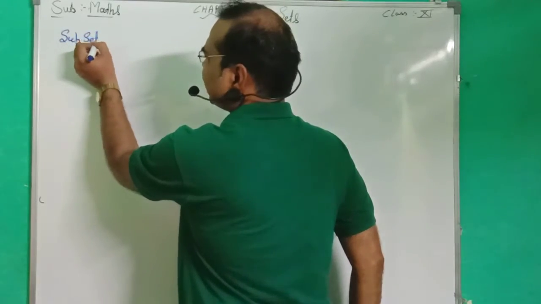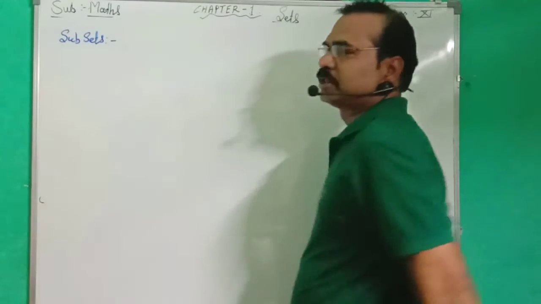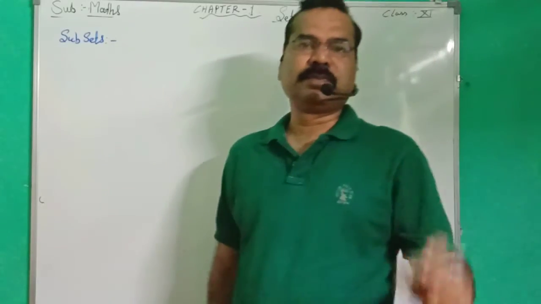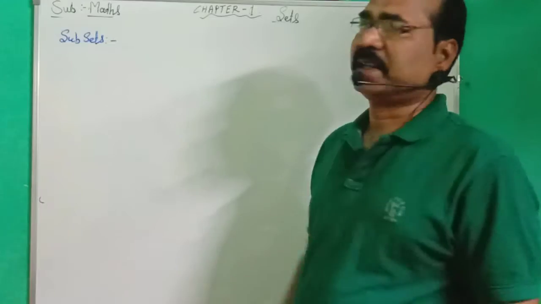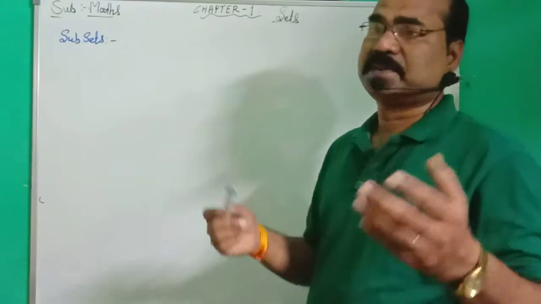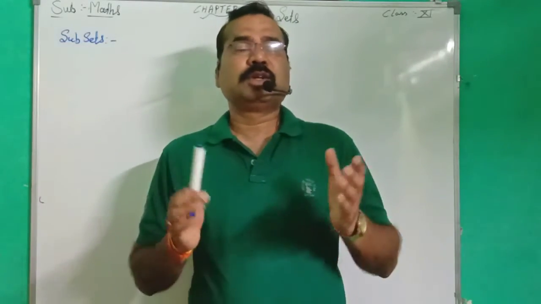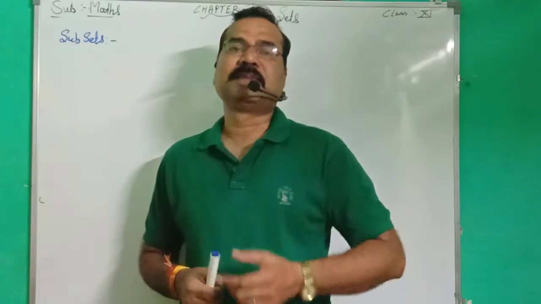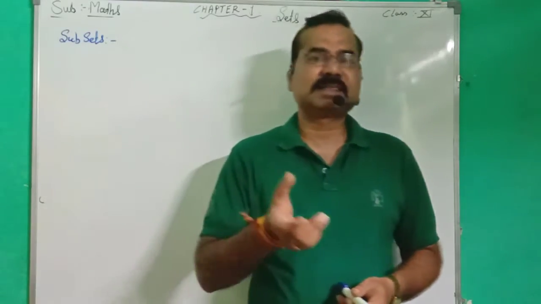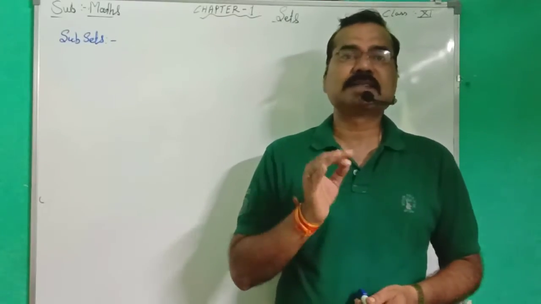You know what a set is. A set is a collection of, for example, natural numbers, which we can count. That is called a set. Now today we will take a subset. What is a subset? Suppose you are given a set, and you take some elements of that set and make another set. That is called a subset.